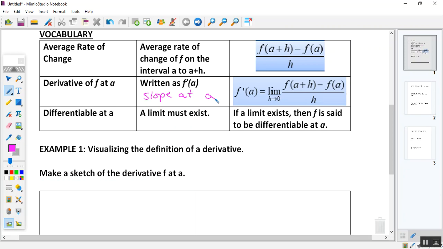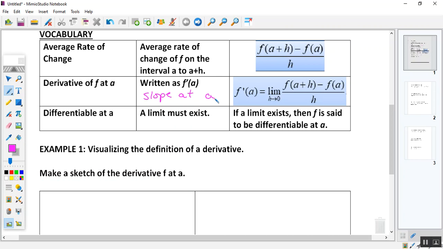Guys, there's going to be some stuff that comes up in your questions. Is this differentiable at a? Okay, is the function differentiable at a? When I ask you this question, they're simply asking this. Is there a limit or is there not a limit? Okay? It says if a limit exists, then what? Okay, so there's a slope there.